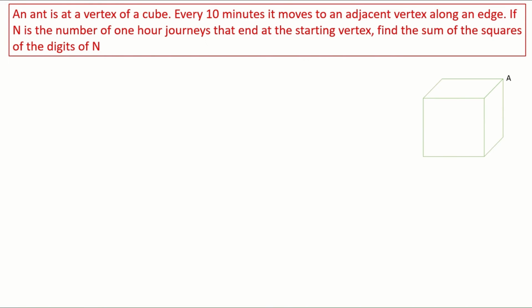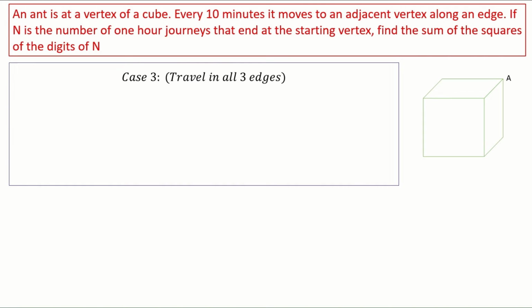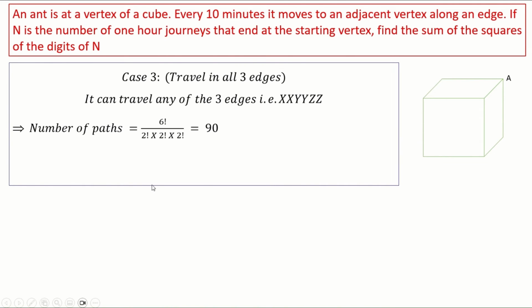Now let's see case 3. It will go along all three axes, three edges basically, x, x, y, y, z, z. There is no other combination possible. It cannot have one y and one z, then it cannot come back. So if it goes this way, then we know it is simple: 6 factorial by 2 factorial into 2 factorial into 2 factorial, which is 90. So the total number of paths it can take is 3 plus 90 plus 90, that is 183.